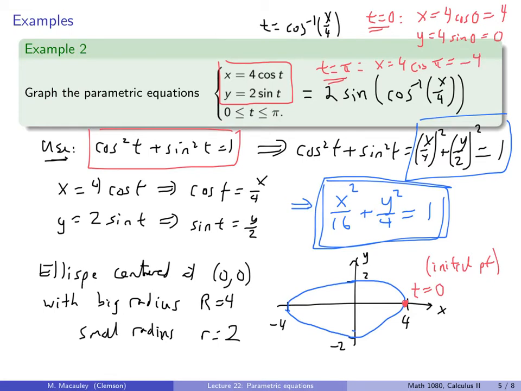I'm running out of room here. Let's see, y equals 2 sine of pi, which is 0. So our hero ends at this point. This is t equals pi, and this is the terminal point.